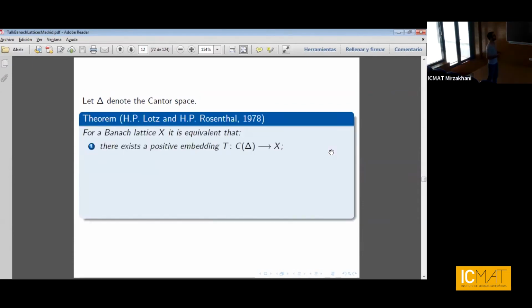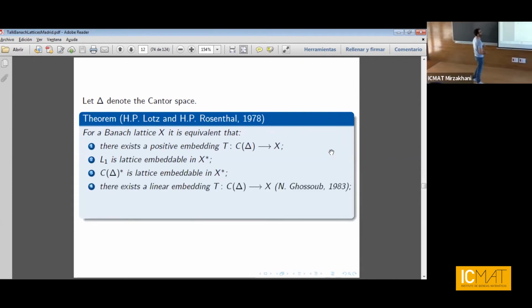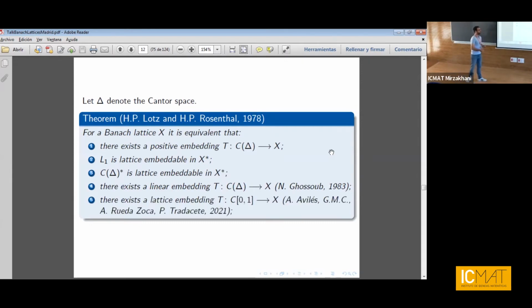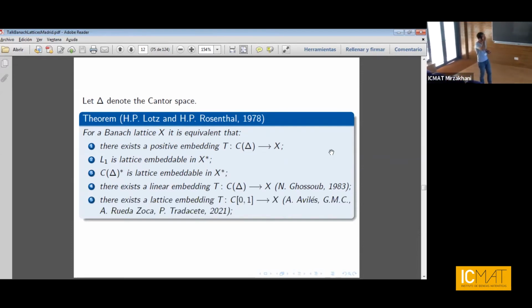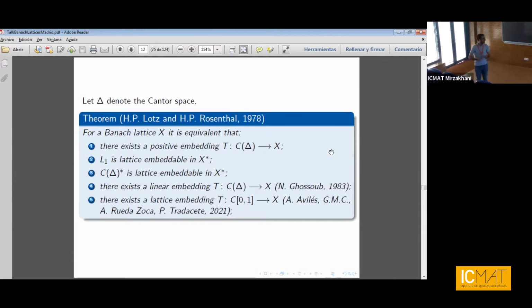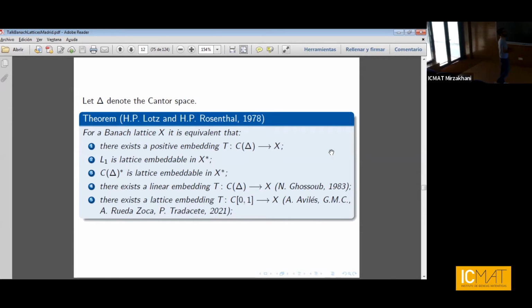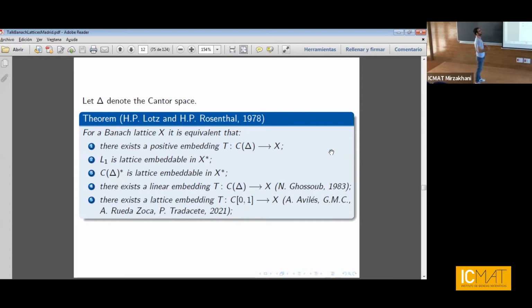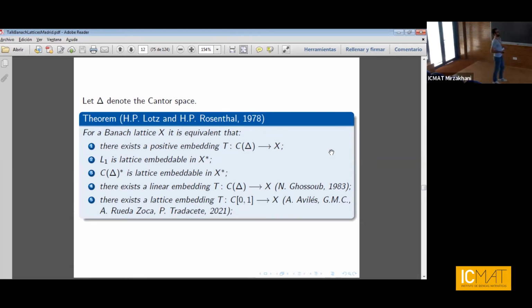Let me write this condition as another equivalent condition in this theorem of Lotz and Rosenthal. And indeed, the theorem that we are going to prove, our theorem, can also be added as another equivalent condition of this theorem. So here we have positive embeddings, linear embeddings, and lattice embeddings. Since C of the Cantor set can be positively embedded into C of the unit interval, 4 implies 5. So 5 is somehow a strengthening of 4. One may think that maybe there is a chance to put C of the Cantor set here instead of C of the unit interval in order to make this theorem more elegant and to consider always the same space. But we cannot put there C of the Cantor set.